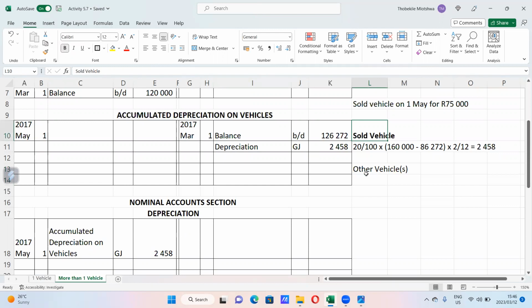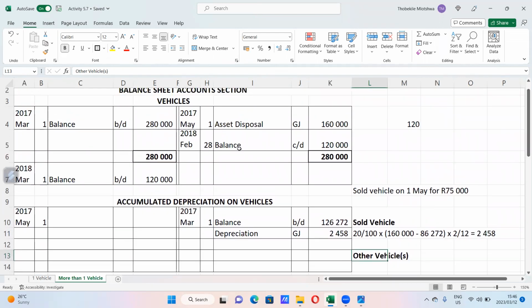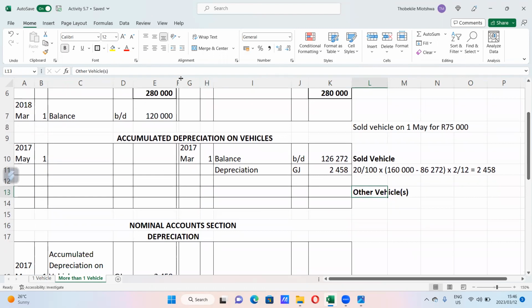So first, the total amount for vehicles is 280, but we are removing 160. Let's see. So we already see it's 120, but I want to work it out here. So let's work out what we remain with. We say 280 minus 160, then we are remaining with 120. Do you understand? This is what we're remaining with from the vehicles.